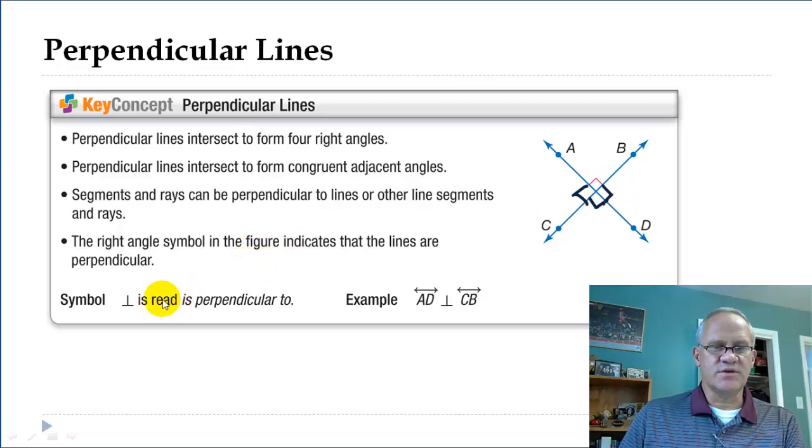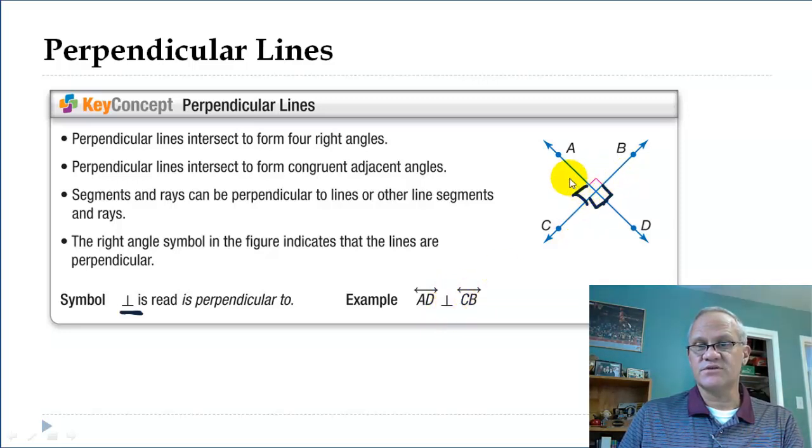All right, here's the thing that's new, though, that you haven't seen before. Right here, this kind of upside down T, that's the symbol for is perpendicular to. So over here, what we're saying is line AD, this one right here, is perpendicular to CB, that one. When you see that upside down T, it means it's perpendicular to, and that kind of makes sense because basically the lines cross and make a T, and we just leave out part of that line there.